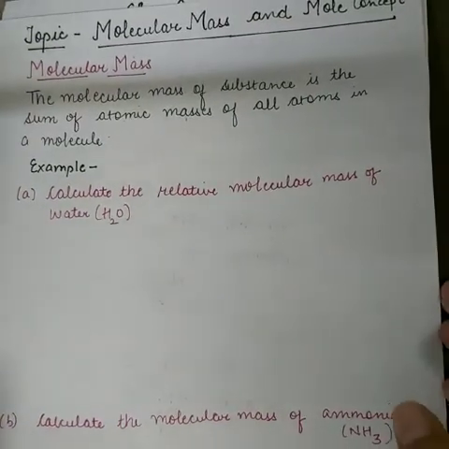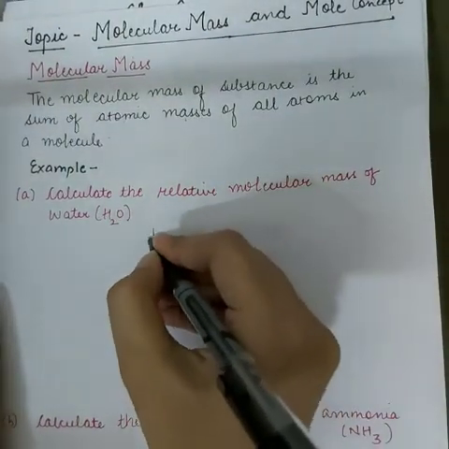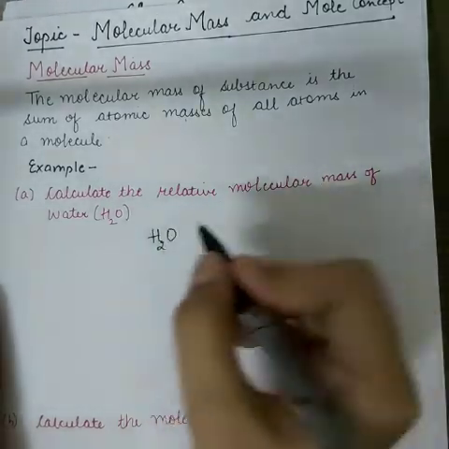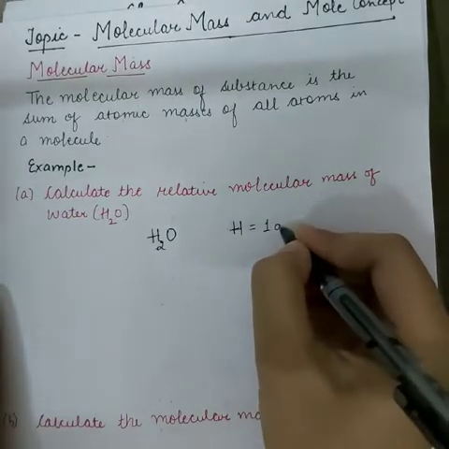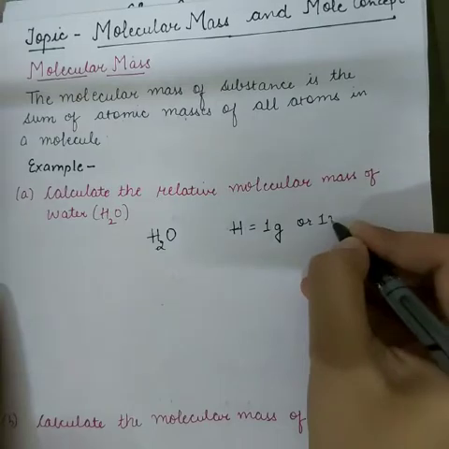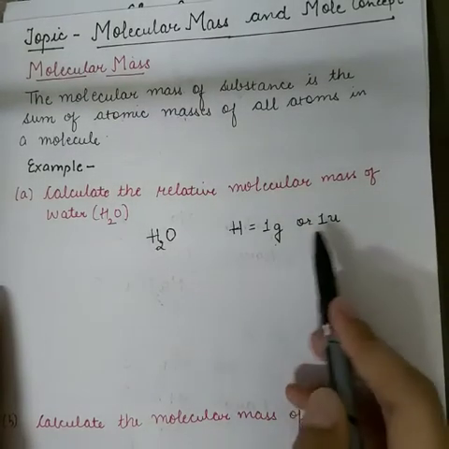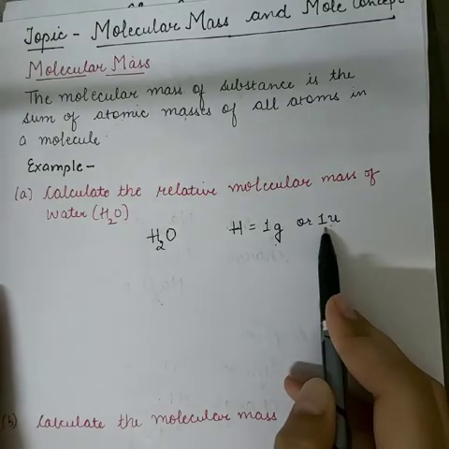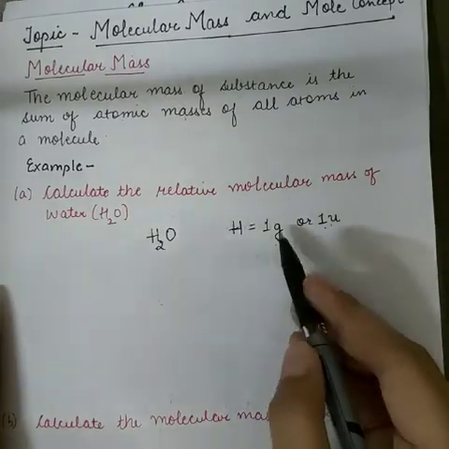Calculate the relative molecular mass of water, that is H2O. For this, you should know the atomic mass of hydrogen. The atomic mass of hydrogen is 1 gram, or you can use 1 U. U is the unit of molecular mass, or mass unit. You can use the unit gram, or you can represent it as U. U means unified mass, right students? So both are units of molecular mass. Or in other words, you can say this is molar mass, right? So hydrogen is 1 gram.